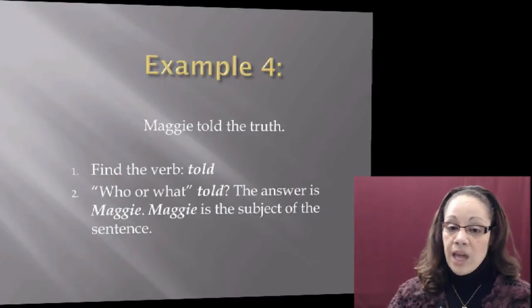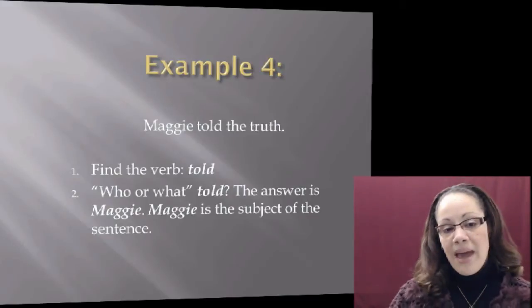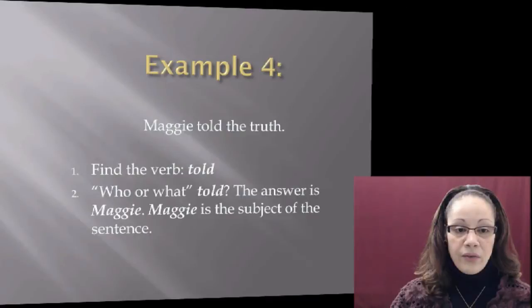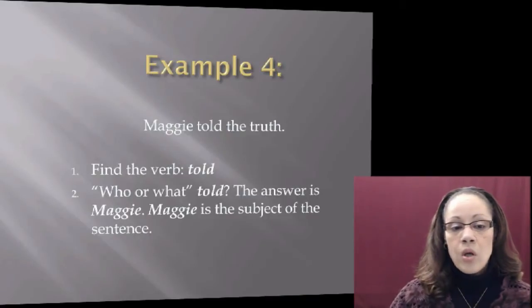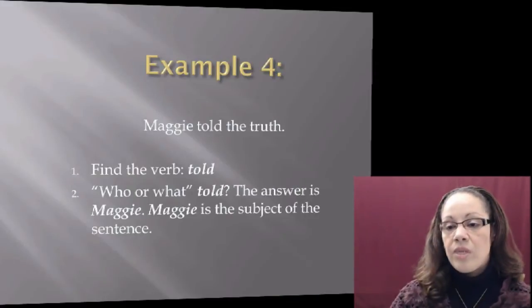And our last example for finding subjects and verbs of simple sentences is: Maggie told the truth. We have to find our verb. Told is our verb. Who or what told? Maggie told. So Maggie is the subject of our sentence.